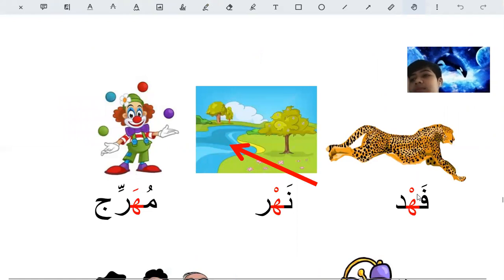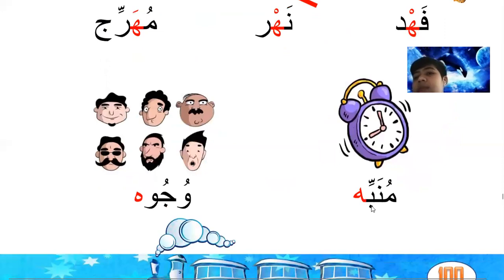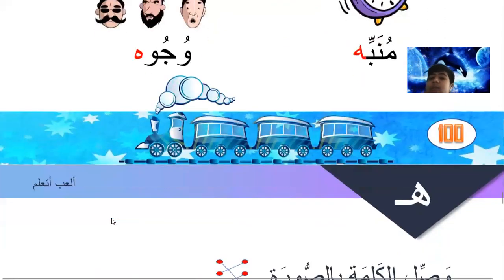Fahad. Cheetah. Nahar. River. Muharrij. Clown. Munabbih. Alarm clock. Wujuh. Faces.